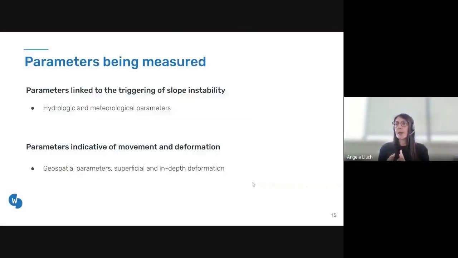Okay, now we're going to see what combination of load sensing devices and sensors we can make use of in order to monitor parameters linked to the triggering of slope instability, and also some other parameters that will tell us whether there is any movement or deformation already happening and at what rate it is happening.